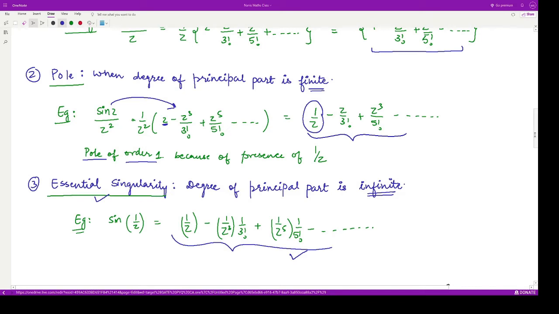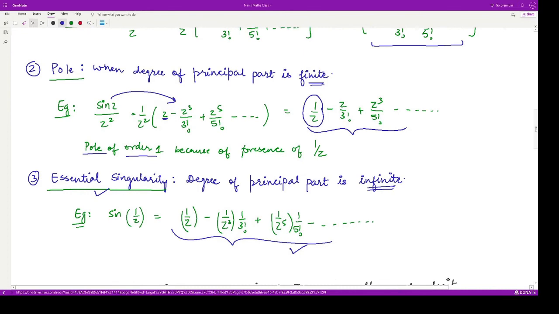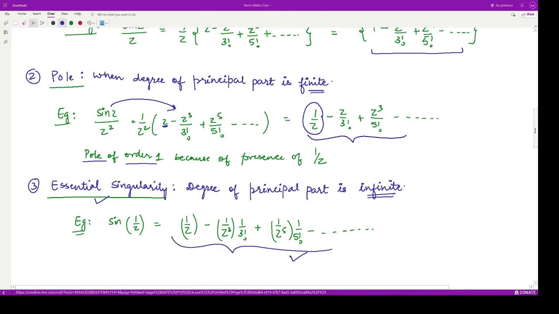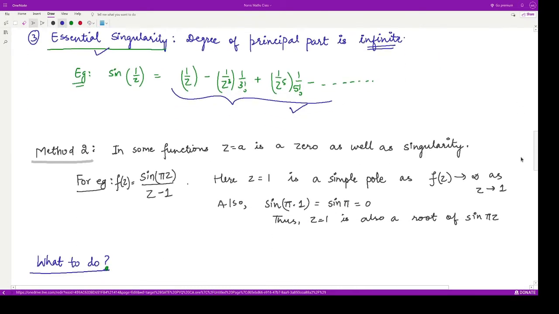So this is one method where we can use the Laurent series expansion, but this method is not applicable every time. So what we can do, for example, in some functions, say z is equal to a is a point of 0 as well as a singularity.